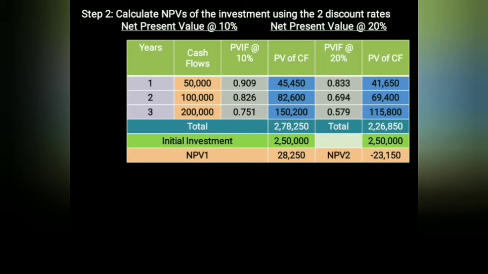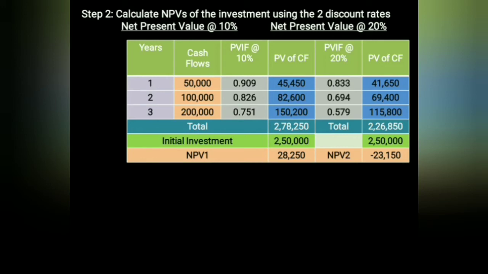And we are having an idea regarding calculation of present value of cash flows by multiplying the present value interest factor with the cash flows. By multiplying that, we are getting the present value cash flows. Here 50,000 into 0.909, we are getting 45,450.